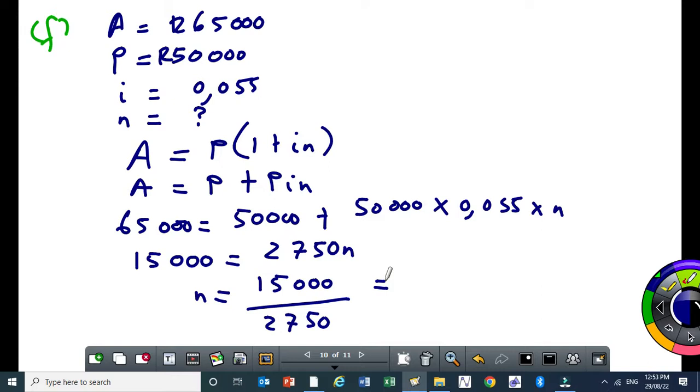How many years? It's close to 5.5. 5.45, to two decimal places. So it's 5.45 years. Okay? Your knowledge of equations is required when you are doing these questions.